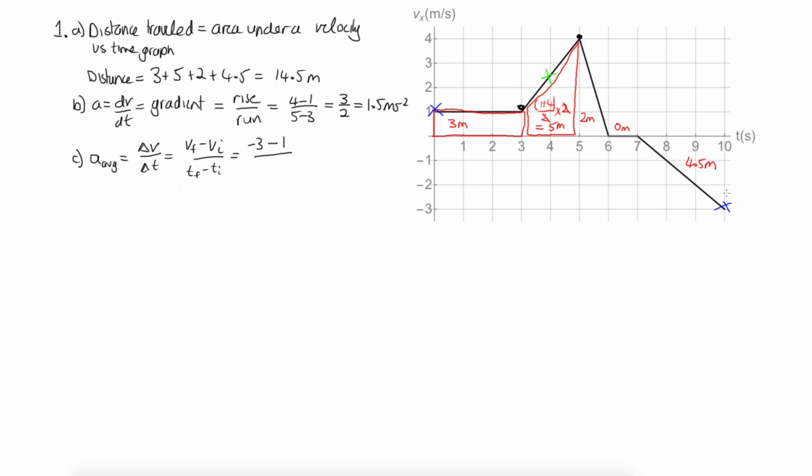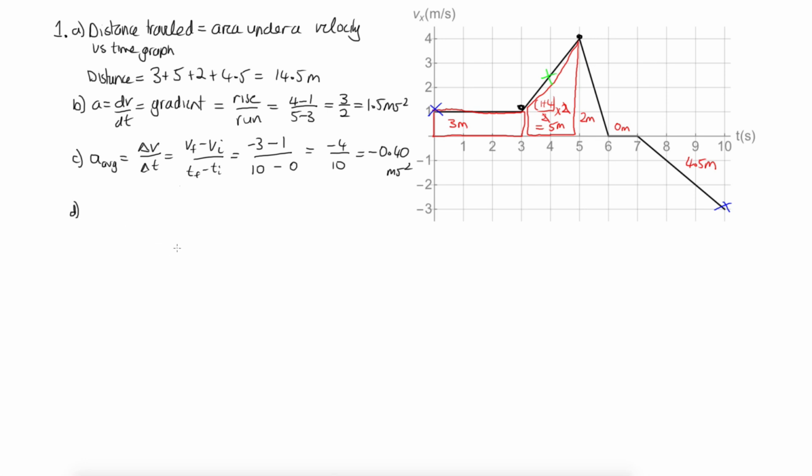The final time is the 10 seconds and the initial time is the 0 seconds. So this is equal to minus 4 over 10, which is equal to minus 0.40 meters per second squared is the average acceleration.